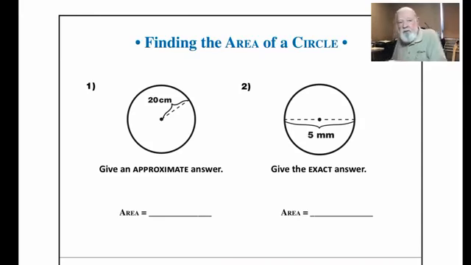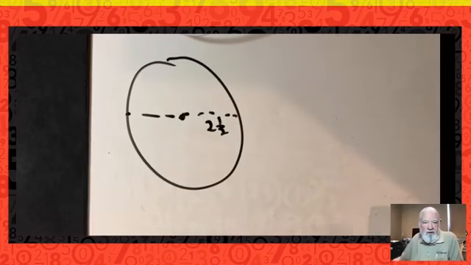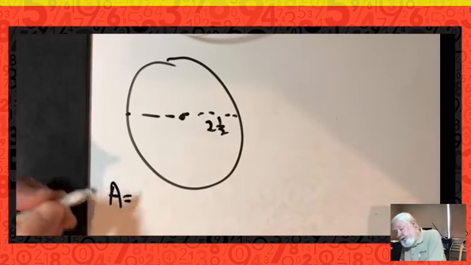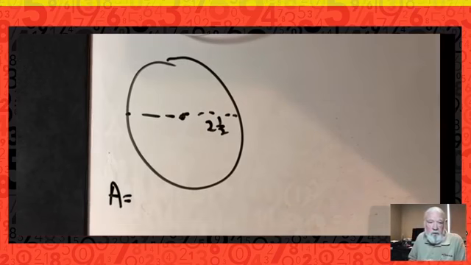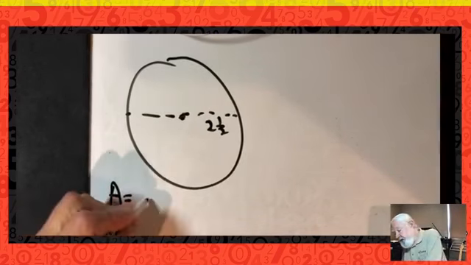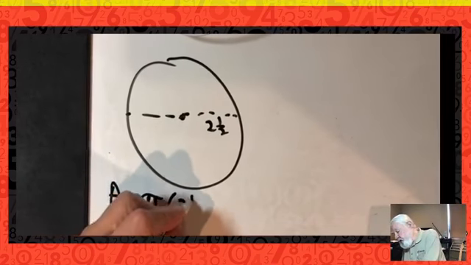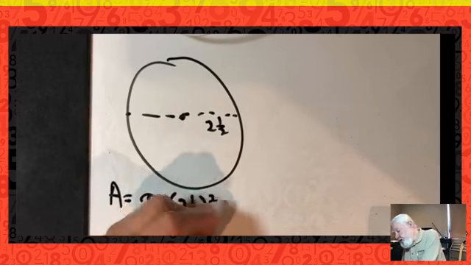Okay, let me switch back to that. Okay, so the diameter was 5, so the radius is going to be 2.5. And let's work our formula now. Area. Now this time the question asks us for an exact answer. So it's going to be pi times radius squared, which is 2.5 squared.